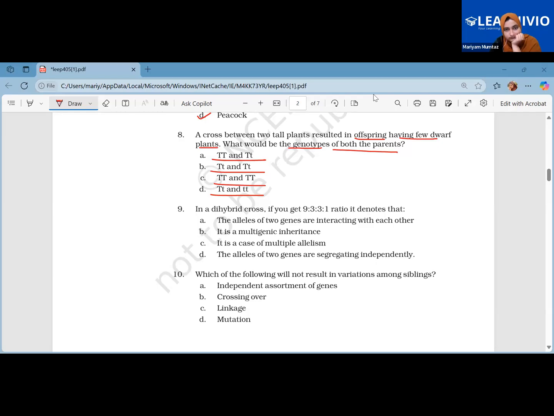Ma'am, is it the second one? Yes, it is the second one. Both the parents are heterozygotes. That is why the majority of their offspring would be tall, but one of their offspring, like 25% out of all, will be the dwarf. Okay, in a dihybrid cross, if you get a 9:3:3:1 ratio, what does it denote?